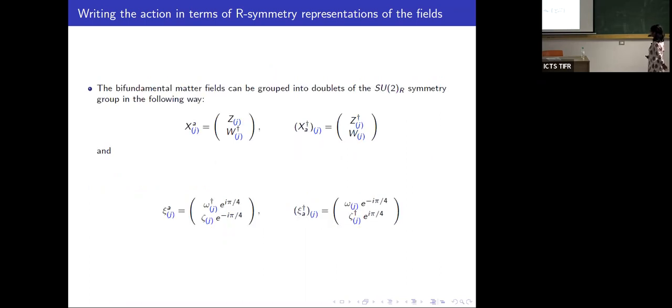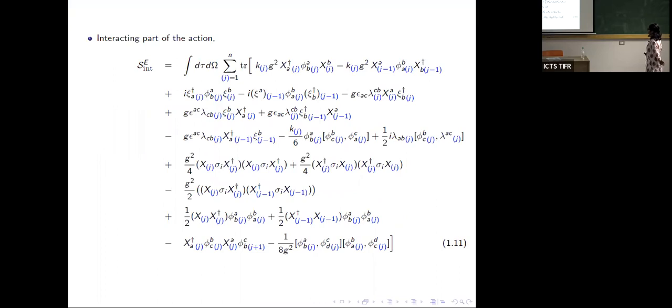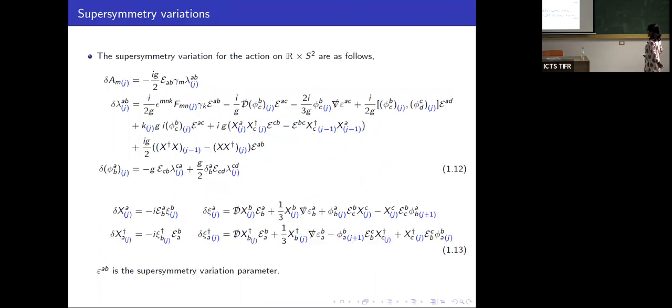Similarly, the hypermultiplets are also arranged in SU(2) doublets, denoted by X and X dagger, which contain the scalars of the hypermultiplets, and xi and xi dagger, which contain the fermions of the hypermultiplet. Now we write our component action in terms of these R symmetry multiplets, not directly in terms of the component fields. This is the kinetic part of the action, and this is the interaction part. From here, we want to find a classical BPS monopole solution of the theory. For that, we write down all the supersymmetry variations in the theory.